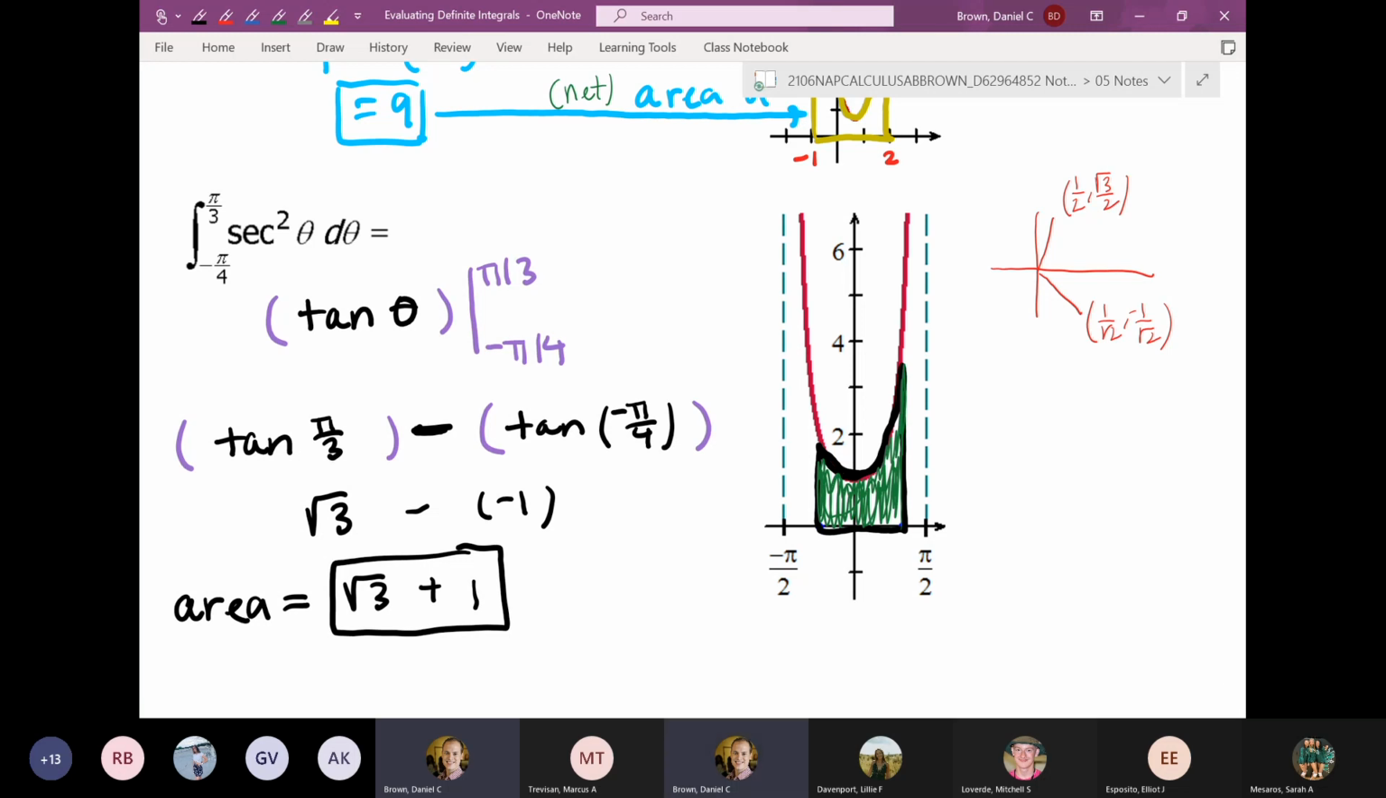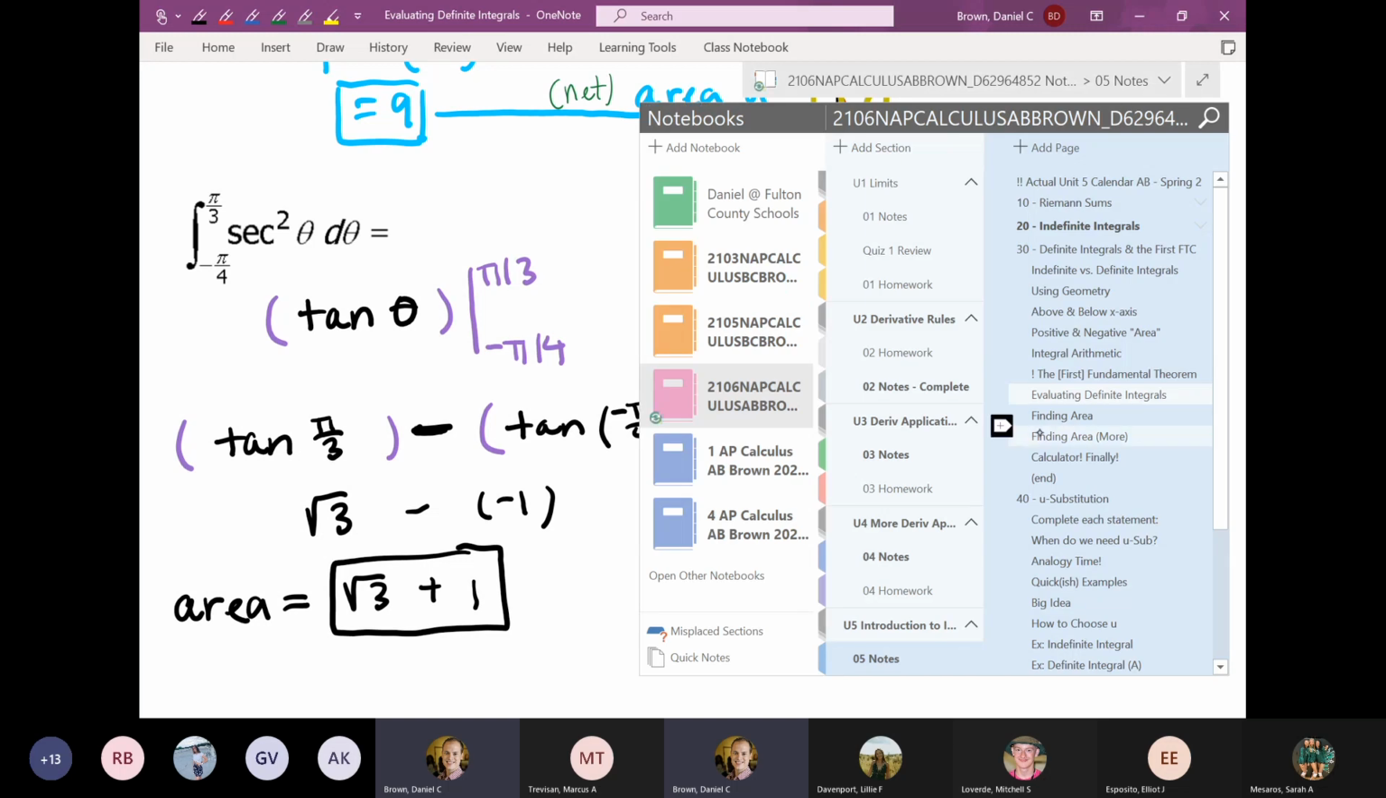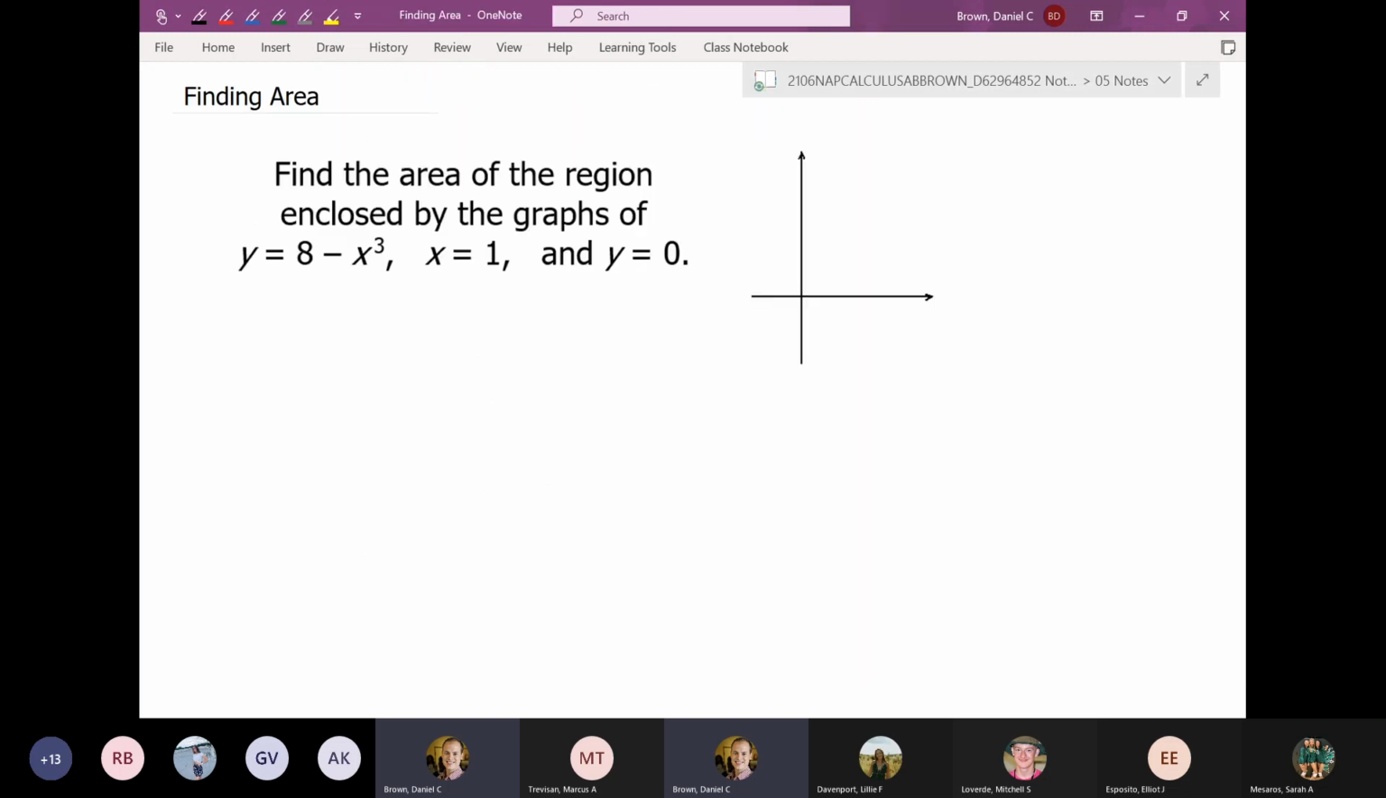Questions on evaluating the definite integral? All right, I'm going to do one more problem for today, and then I'm going to save the rest of them for tomorrow. The one other problem I want to do today is sometimes where we have to figure out the limits of integration. So I have find the area of the region enclosed by the graphs of y equals 8 minus x cubed, x is equal to 1, and y is equal to 0.